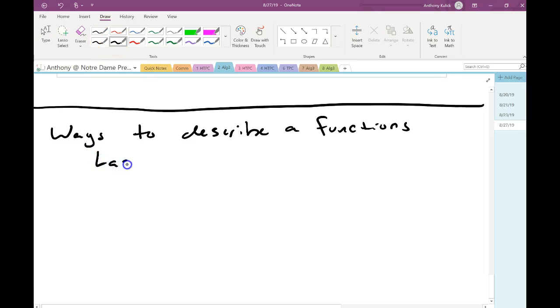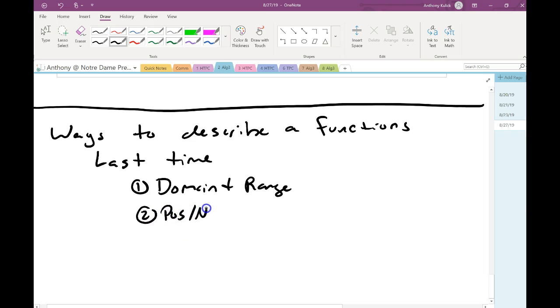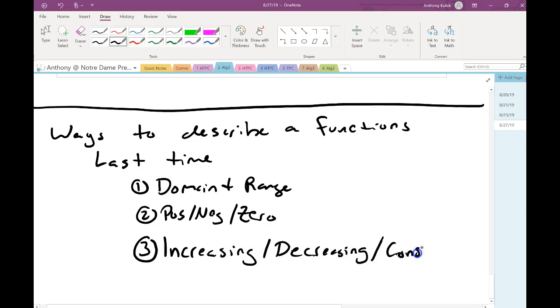So last time, we talked about domain and range, and then positive, negative, and 0. We're going to continue that list today by talking about increasing, decreasing, and constant. So that's the topic for today.